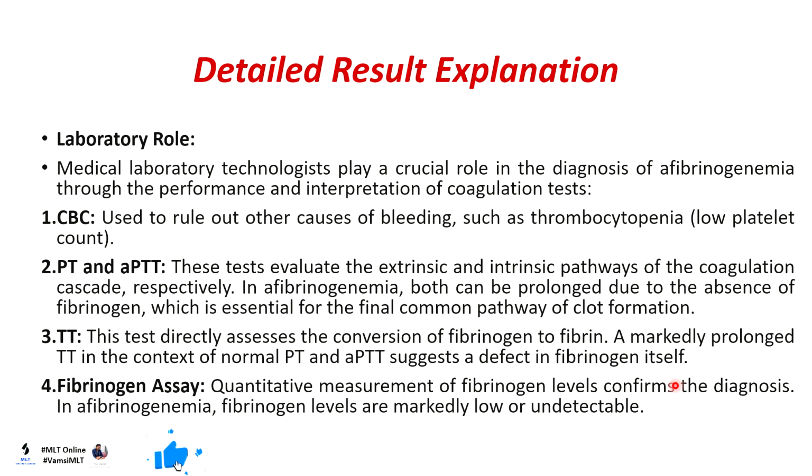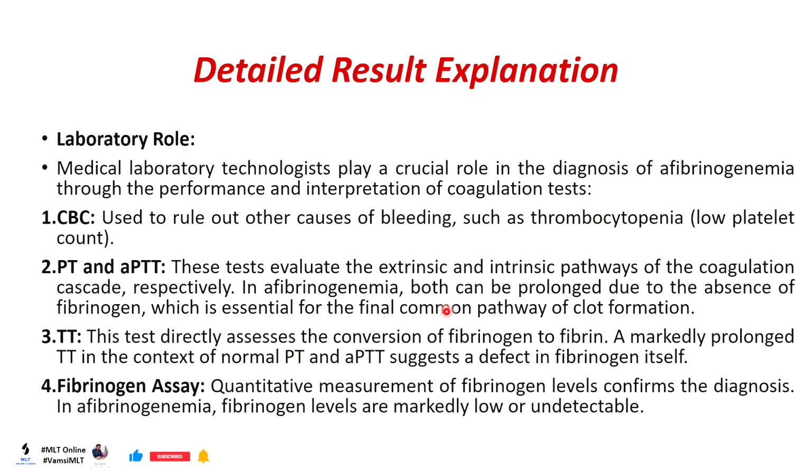Detailed explanation. Medical lab technologists play a crucial role in the diagnosis of afibrinogenemia through the performance and interpretation of coagulation tests. The CBC is used to rule out other causes of bleeding such as thrombocytopenia. PT and APTT evaluate the extrinsic and intrinsic pathways of coagulation respectively. In afibrinogenemia, both can be prolonged due to absence of fibrinogen, which is essential for the final common pathway for clot formation. Thrombin time directly assesses the conversion of fibrinogen to fibrin.